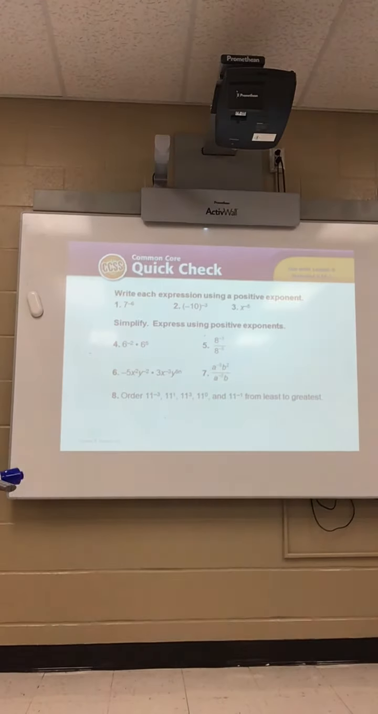This is lesson 1.6, scientific notation. We did one or two problems from negative exponents with it, so we're going to do more with it now. Here's your bell work.